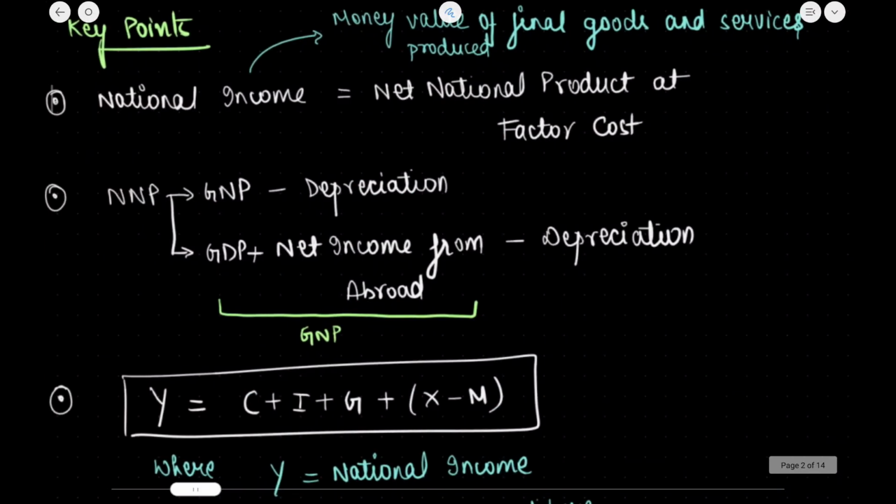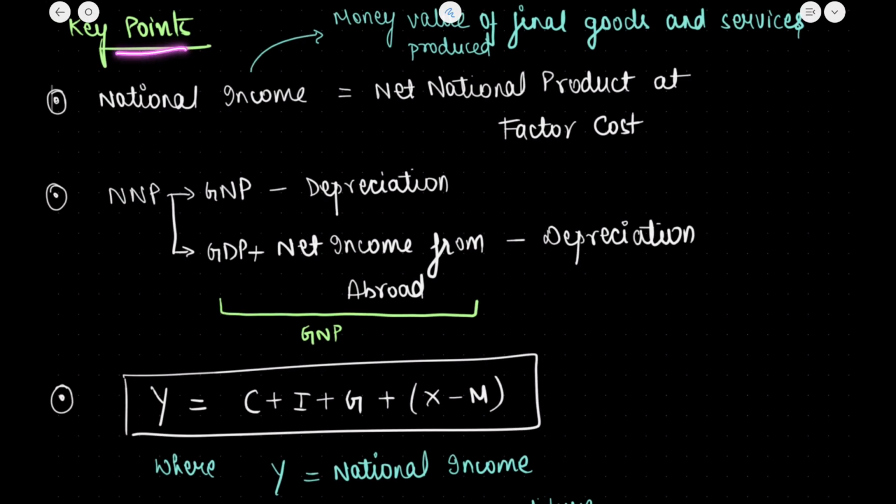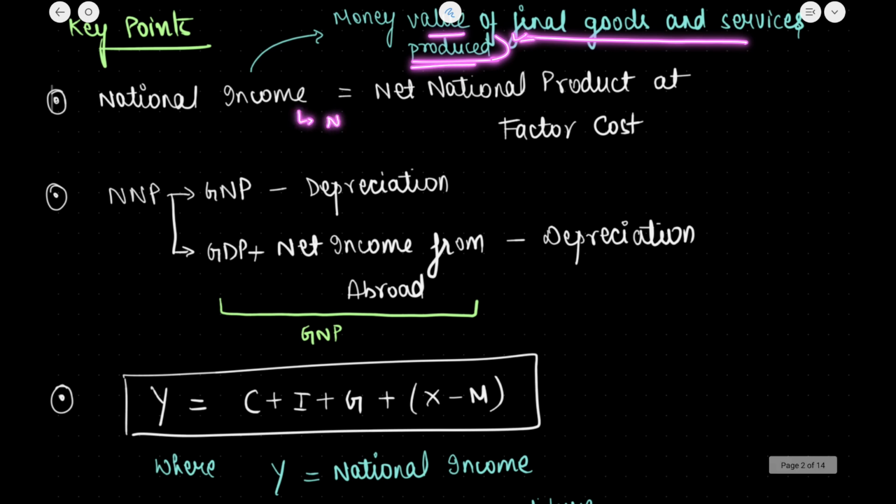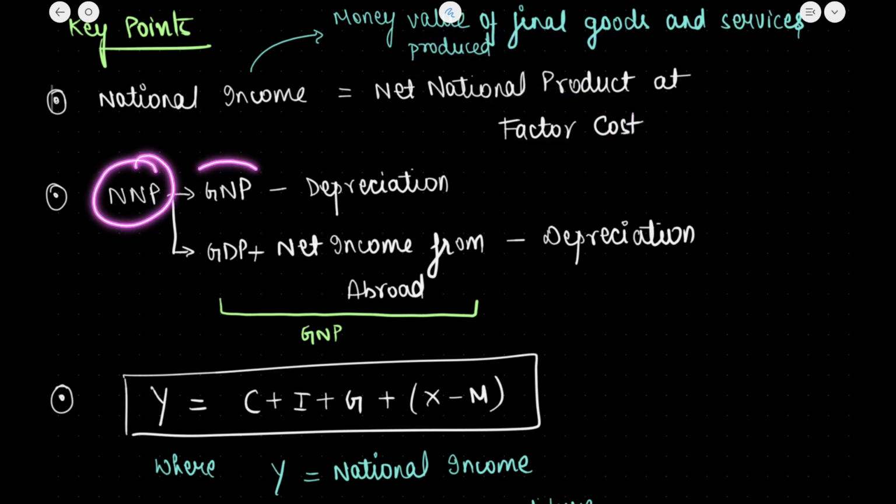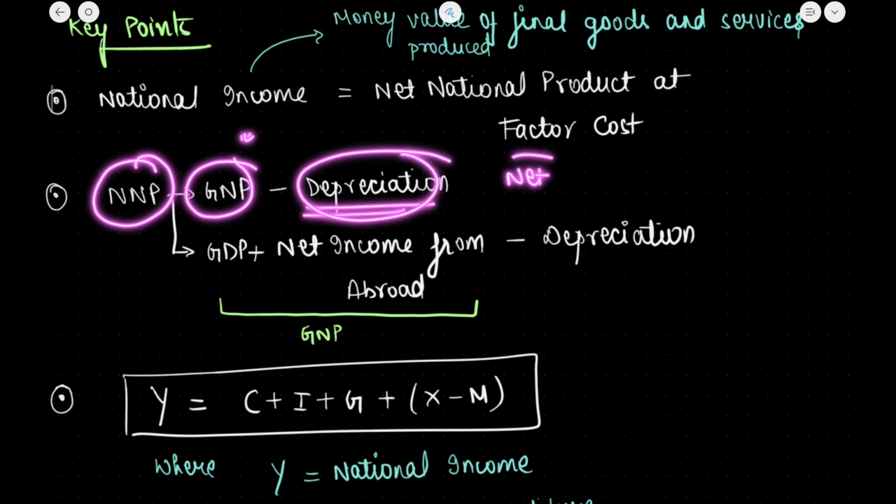Let's now see some of the key points. Now what is national income? So national income is the money value of the goods and services that are produced within the economy, and it is derived by net national product at factor cost. This I have already told you. Now the net national product we get when we subtract depreciation from gross national product, and we arrive at the net figure.